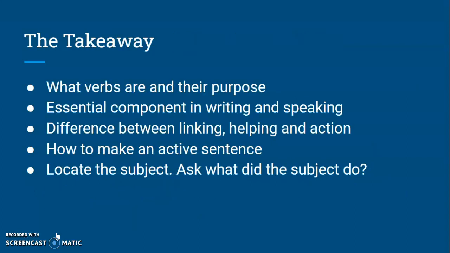So here's your takeaway. This is what you should have learned. You now know what verbs are. You now know the purpose of a verb. You know that verbs are essential components to writing and speaking. You've learned the difference between linking, helping, and action. You also learned how to make an active sentence. You know what an active sentence is.